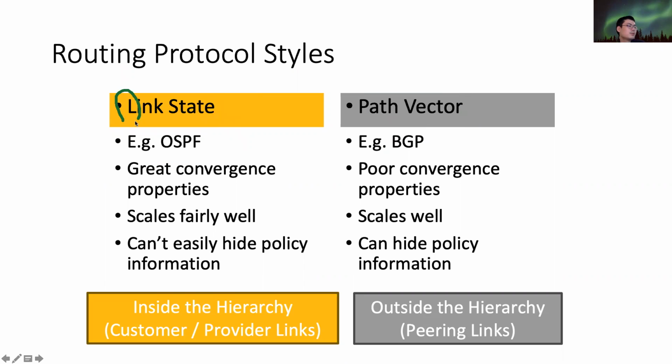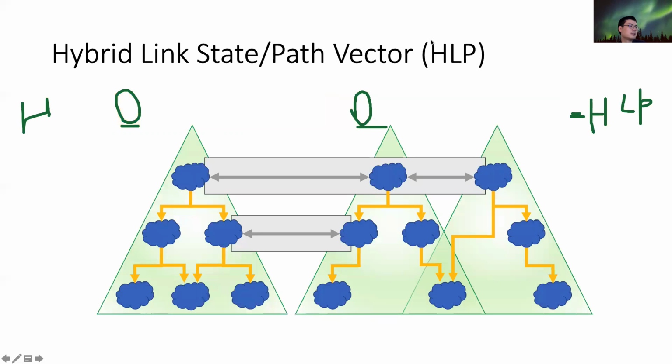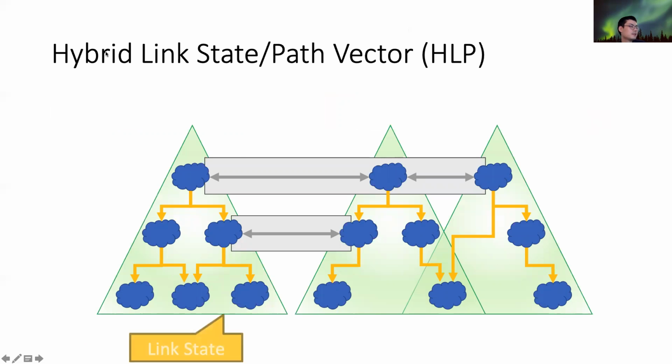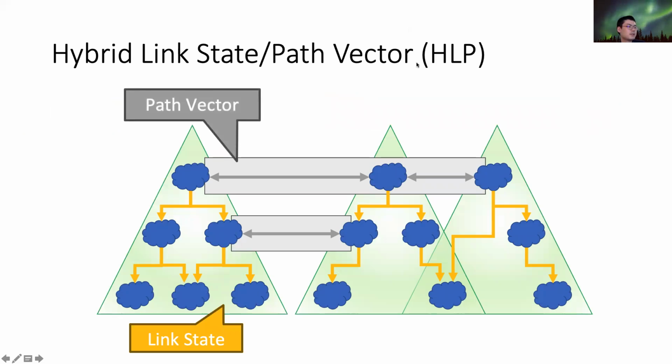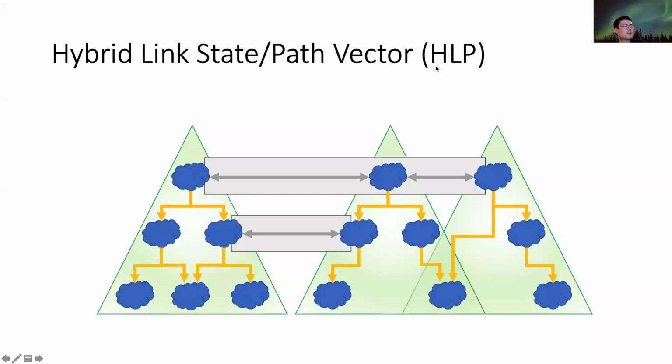So in the triangle, we want to use link state. In the horizontal line, we want to use path vector. So it's a hybrid of link state and path vector. This gives you HLP. This is how the new protocol name comes about. It's a hybrid: HL is link state, P is path vector. From now on, we will just mention HLP, so please don't get confused about why it's HLP. We are just talking about this thing.